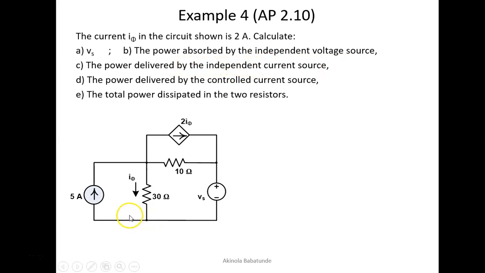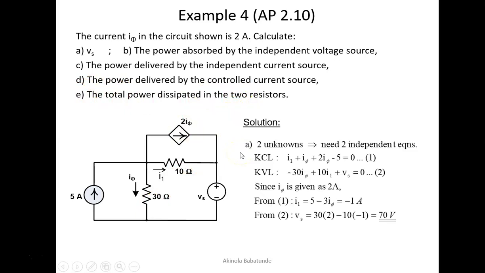So what you will find out here is that this is the independent current source, 5 amperes. What is the power delivered by this independent current source? The power delivered by the controlled current source. This is the controlled current source. What is the power delivered by this particular source? And then the total power dissipated in the two resistors.